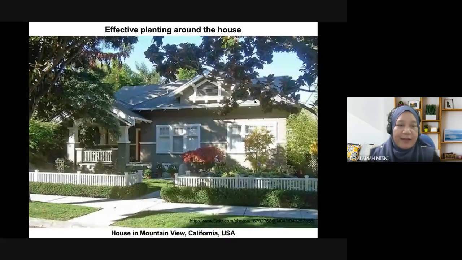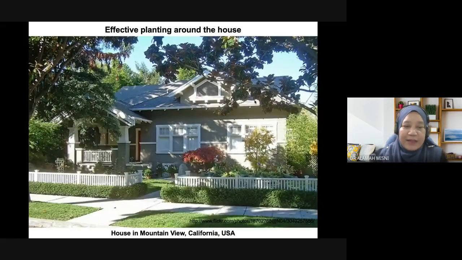This is an example of effective planting around the house to provide shade, evapotranspiration, and channeling wind throughout the surroundings, and also to provide cross ventilation into buildings. Tall trunk trees can channel wind and provide effective ventilation into the building surroundings. So the spreading canopies provide shade throughout the gardens. And in this example, look at this picture, it covers almost 80% of building envelope surfaces, including roof, wall, and windows during a hot summer day.